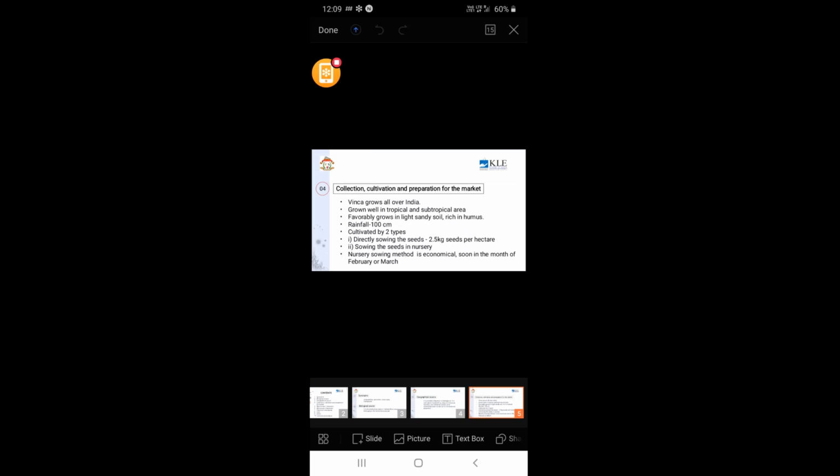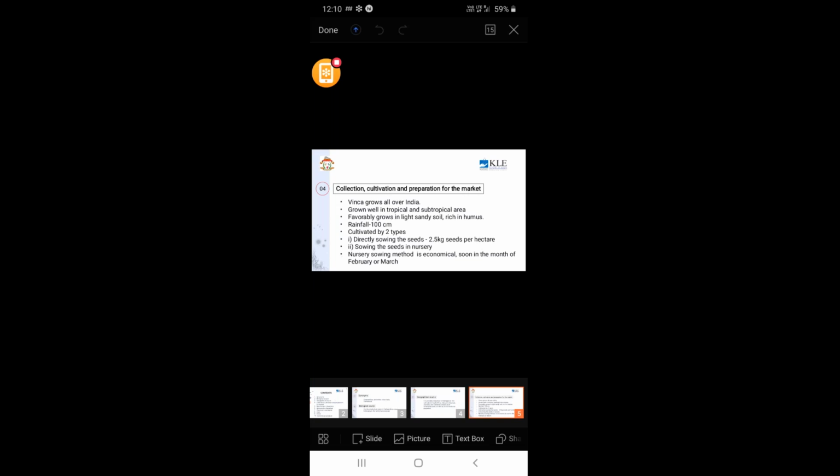Next, geographical source. It is probably indigenous to Madagascar. It is cultivated in South Africa, India, USA, Europe, Australia, and Caribbean islands as an ornamental plant as well as for its medicinal properties. Next topic is collection, cultivation, and preparation for the market. Vinca grows all over India. It is perennial and retains its glossy leaves throughout the winter. It grows well in tropical and subtropical areas in South India and northeastern states of India. It favorably grows in light sandy soil which is rich in humus. The rainfall of about 100 centimeters is most favorable for it.